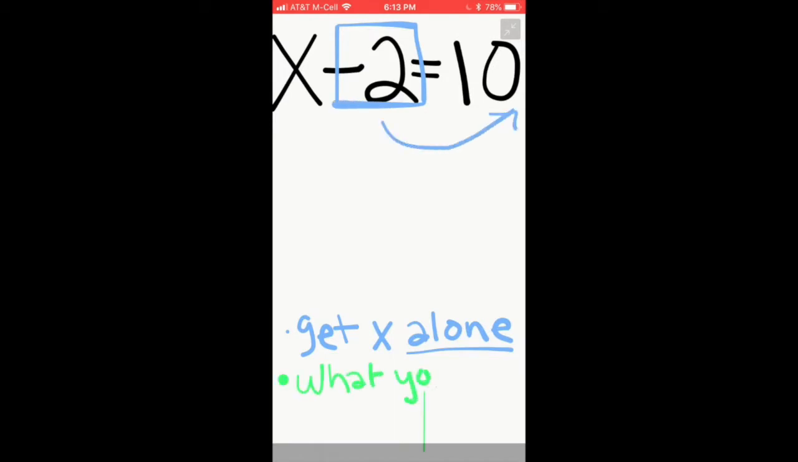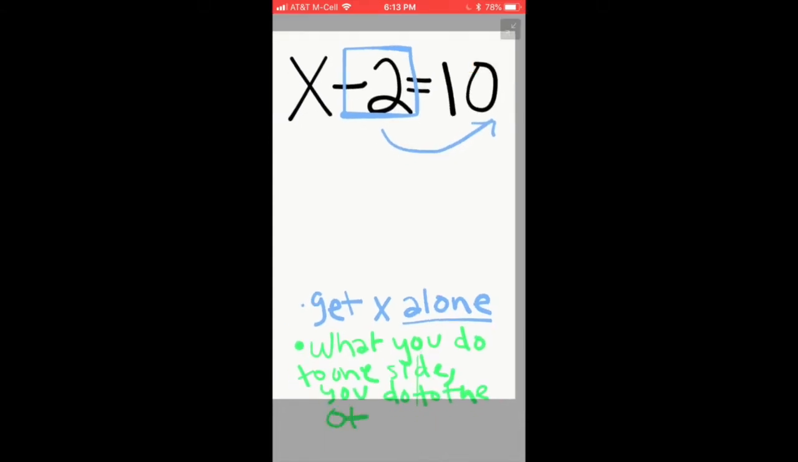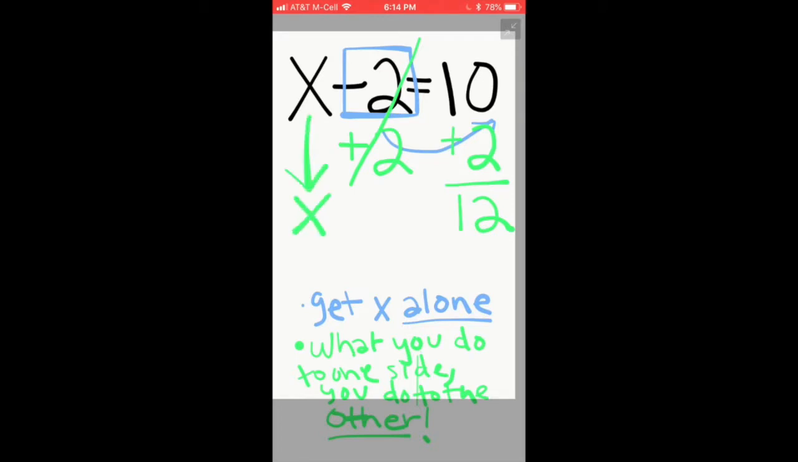Well, whatever we do to one side, you have to do to the other to make a balanced equation. So in this case, we have to add 2 to cancel out the negative 2, but we also have to do it to the 10, which will make that 12. This will give us our answer. X is equal to 12.